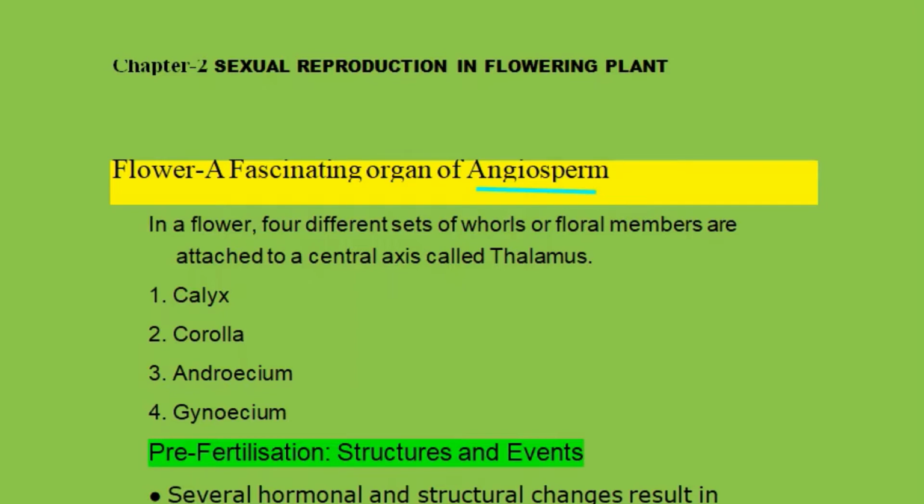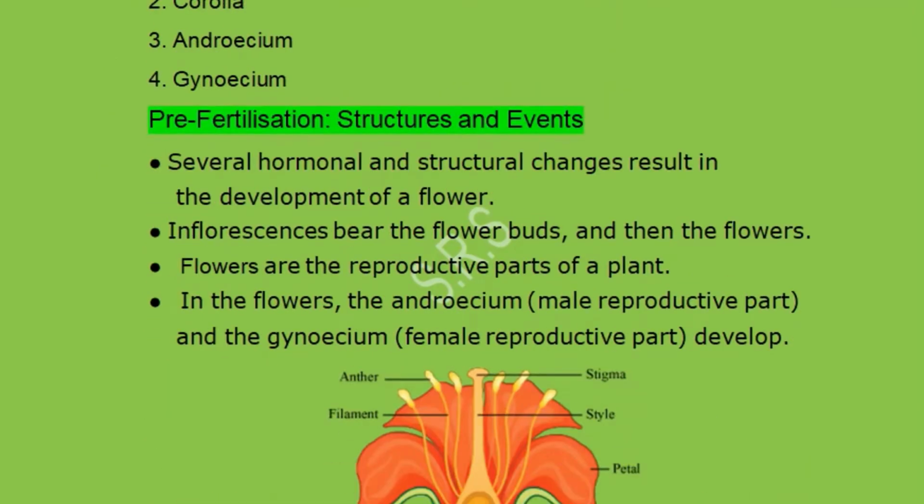Now the second term is flower. What is a flower? A flower is the reproductive organ of a plant. It is a modified shoot, the modification of a shoot in bearing. Next is pre-fertilization events. Pre-fertilization events mean gamete formation and transfer of gamete.